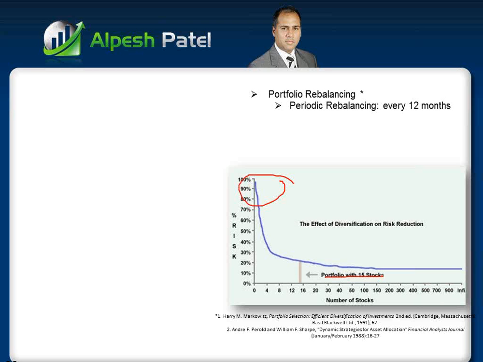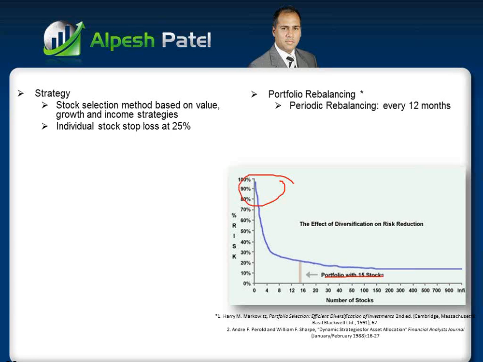So we pick the best using value, growth, income. I want you to be able to do it. And that's what ShareScope Alpesh Patel Special Edition allows us. So what's the strategy with it? Stock selection based on value, growth and income. Remember, it's in the filter.